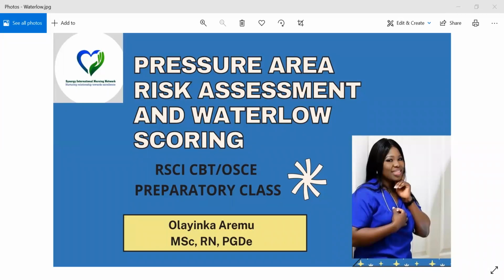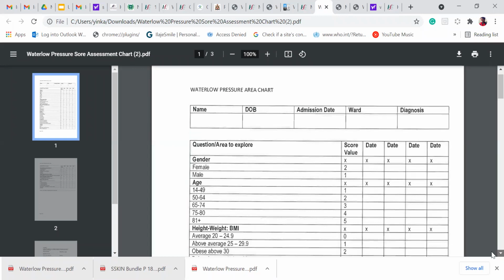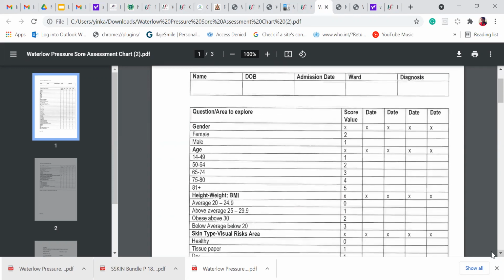So I'm going to be sharing it with you now. All right, so this is just a blank Waterlow pressure area chart. We can see that you have the name, date of birth, admission date, ward, and diagnosis of the patient. This one is from the RCSI website. That's just a template there.